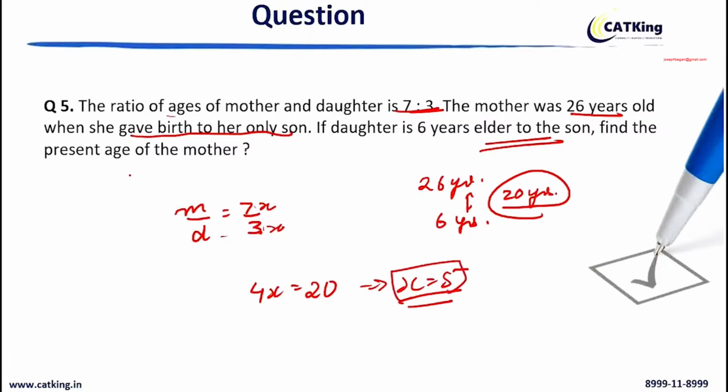Are they asking me present age of mother? Present age of mother is 35. 7 into 5 is 35 years. Simple question, right? So just for the entirety part of it, whenever there is a question on age, the difference is always constant. You just have to remember this. Let's move to the next question.